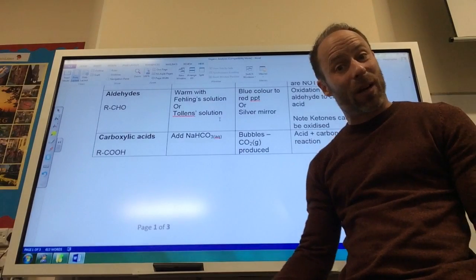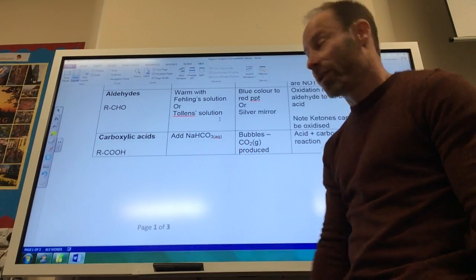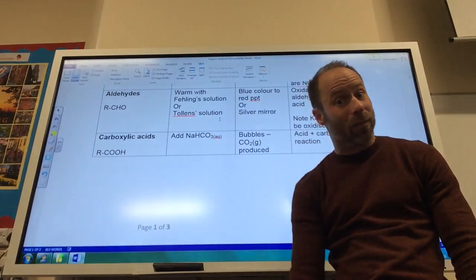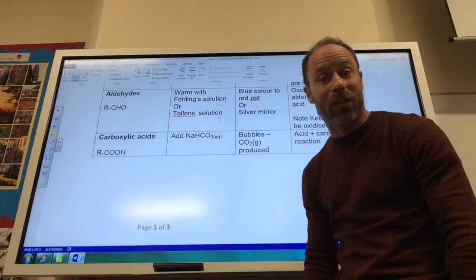So an acid plus a carbonate or an acid plus a hydrogen carbonate gives you a salt plus water plus carbon dioxide. So remember, you need to remember that from your acids chemistry that you would have done earlier in the AS course. Okay.